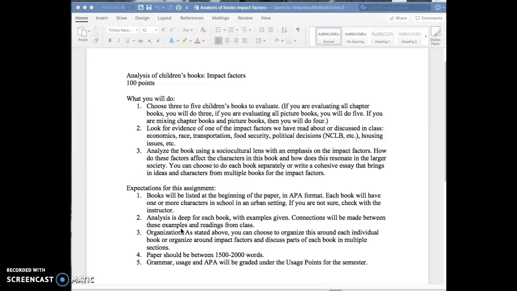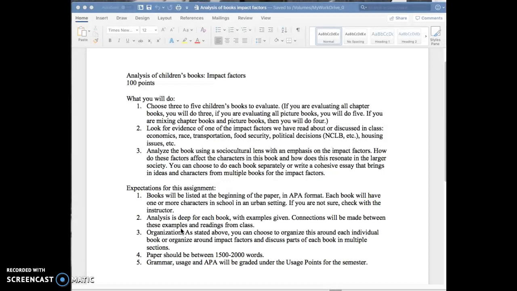Okay. Within those books, you're going to look for evidence of one of the impact factors that we've talked about in class. So we've talked about things like economics, race, transportation, food security, political decisions, housing issues, different things like that. If there's other impact factors that you feel are important or are evident in children's books, then feel free to talk to me and see individually if that would be something that you're going to be looking for in children's books.